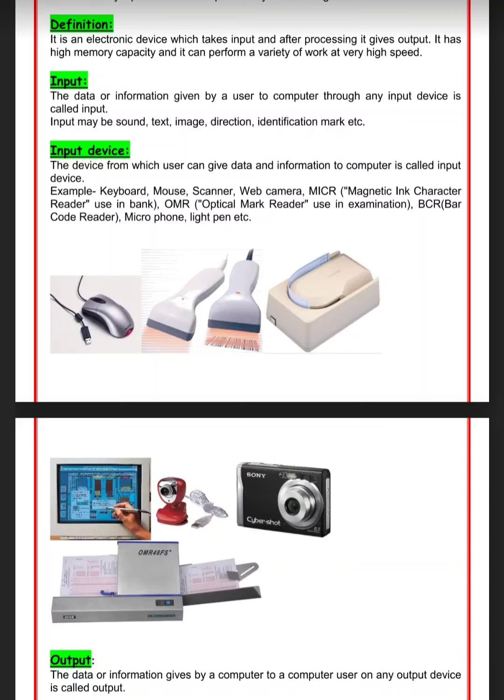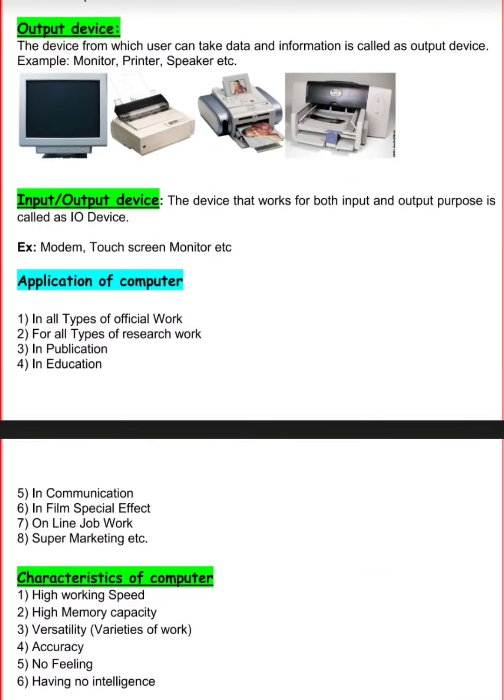Output: the data or information given by computer to computer user on any output device is called output. Output device: the device from which user can take data and information is called output device. Monitor, printer, speaker are example of output device. Input-output device: the device that works for both input and output purpose is called I/O device. Example: modem, touchscreen monitor.